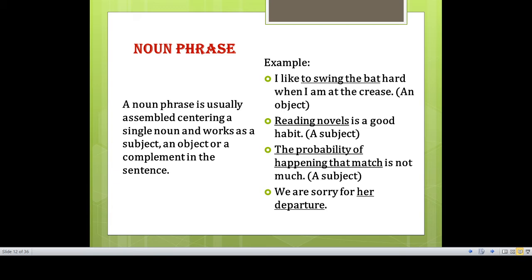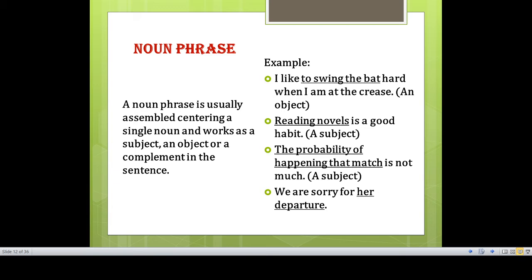I like to swing the bat hard when I'm at the crease. To swing the bat operates as an object. This noun phrase, to swing the bat, is doing the job of an object in this particular sentence. The next one. Reading novels is a good habit. You see where reading novels occur. Which place do they stand? Stands as a subject. It's very clear.